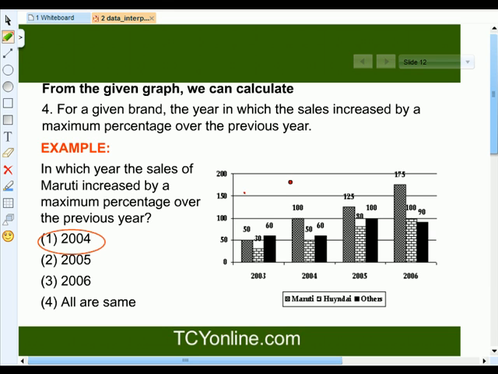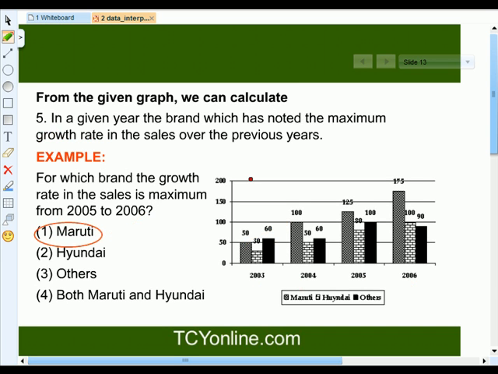Now another type of question based upon this bar chart is: in which year did the sales of Maruti increase by a maximum percentage over the previous year? We have already done this question by using the two variable graphs. So first of all we will study the sales of Maruti in each of these years. We find that from the year 2003 to 2004 there has been the maximum growth or maximum percentage change in the Maruti sales as compared to the previous year. So our answer will be simply 2004.